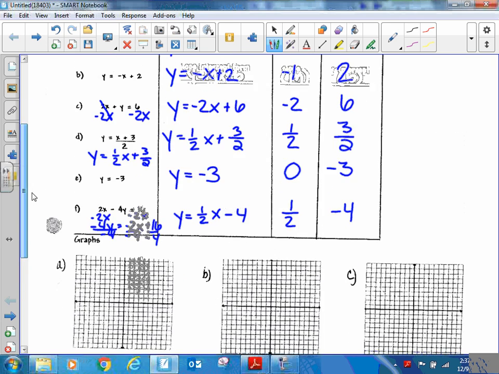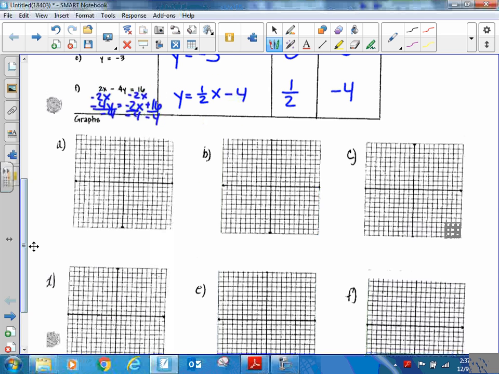I can't see A and do A at the same time, so I'm just going to... All right, so for A, our slope is 3, which, if it helps, you can do 3 over 1. So the first thing I'm doing is I'm going to plot my y-intercept. My y-intercept is where I cross the y-axis. Well, that's a positive 1. So I'm going to go to positive 1, and I'm going to put my first spot.